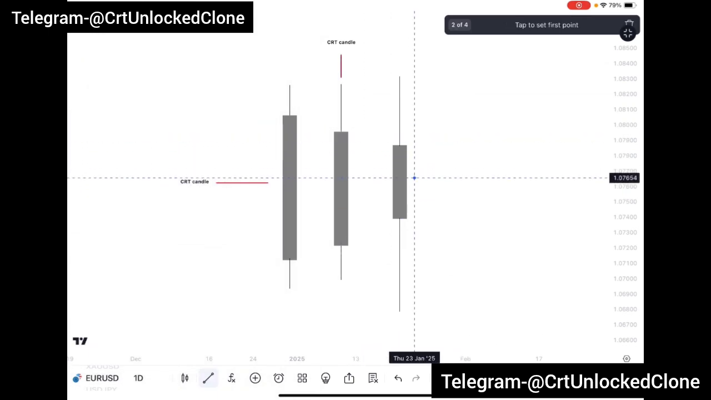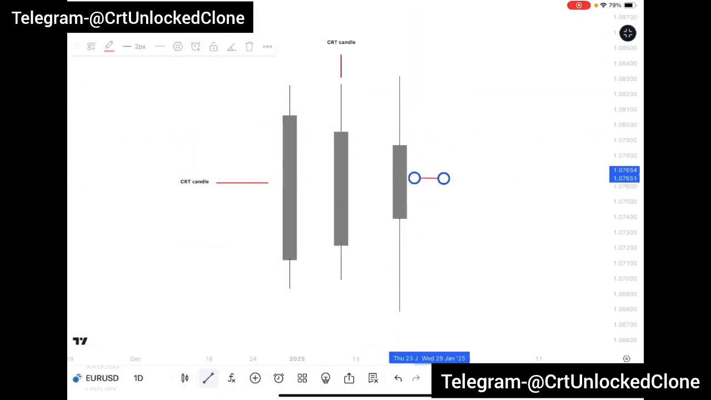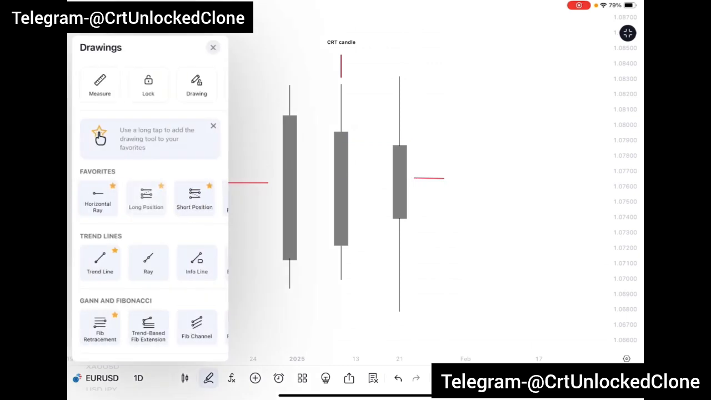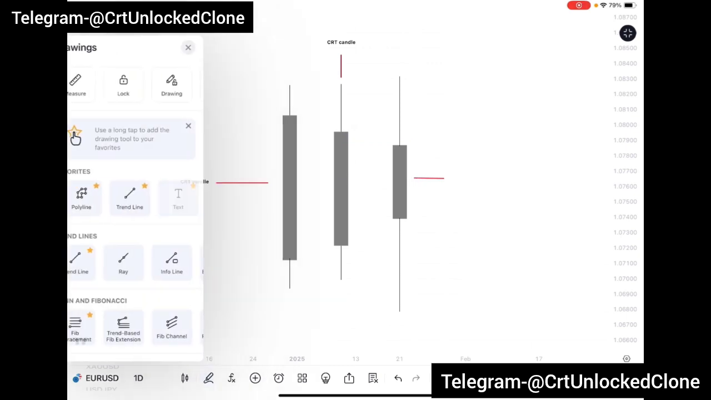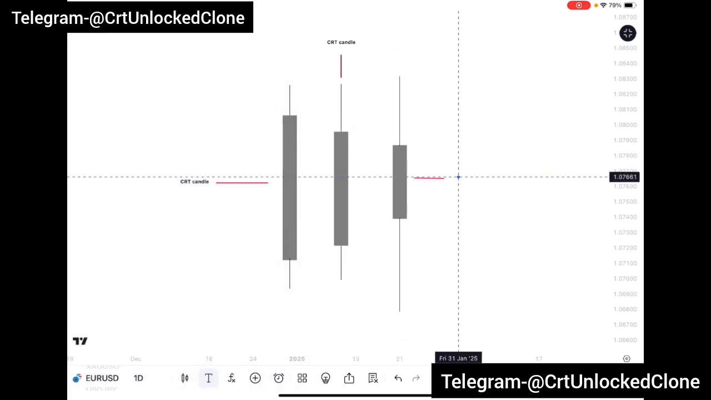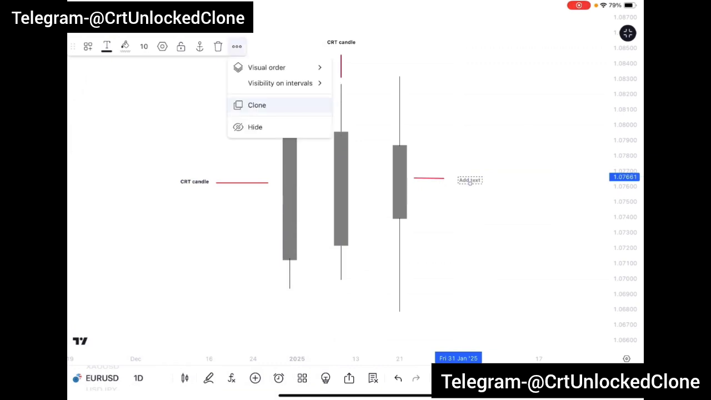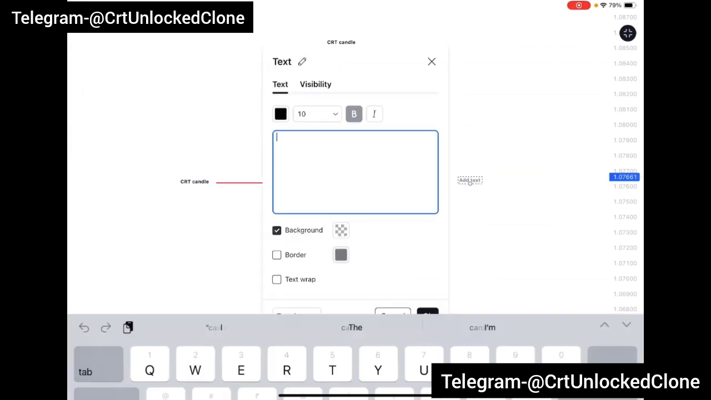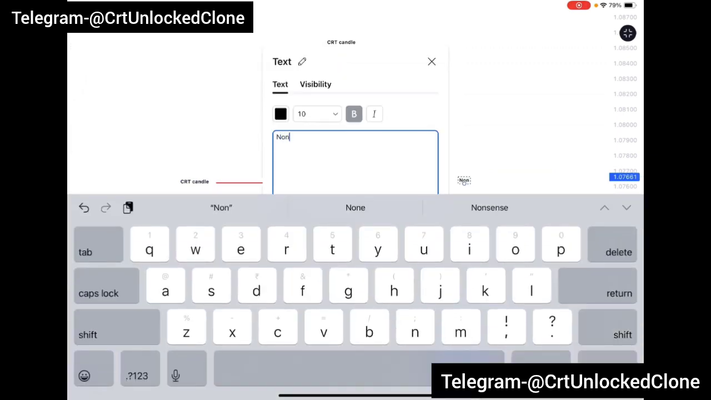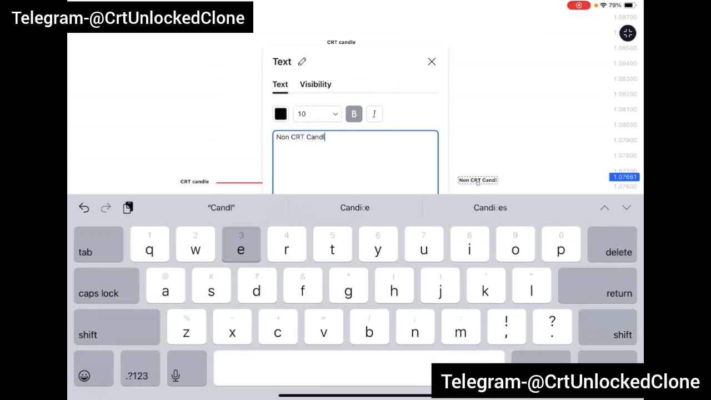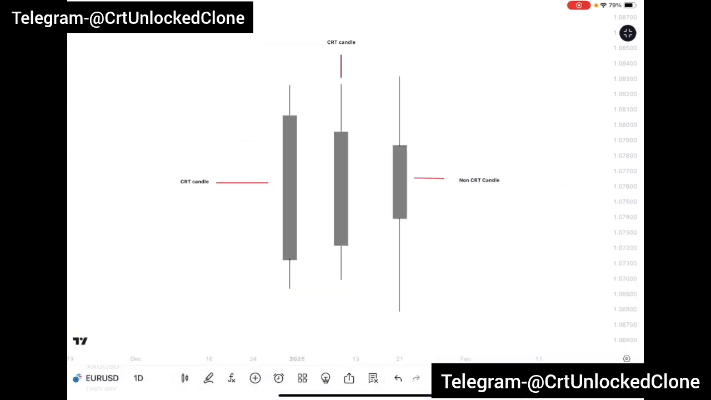So this is a non-CRT candle. This is a non-CRT candle. Non-CRT candle. So I think you guys understand it so clearly. Now let's see the examples on chart.